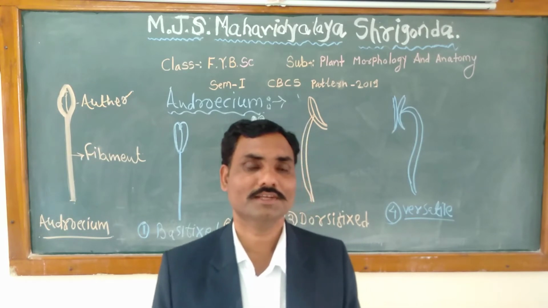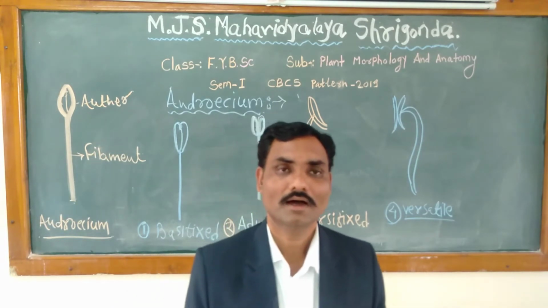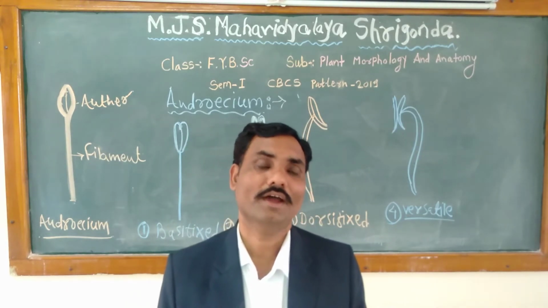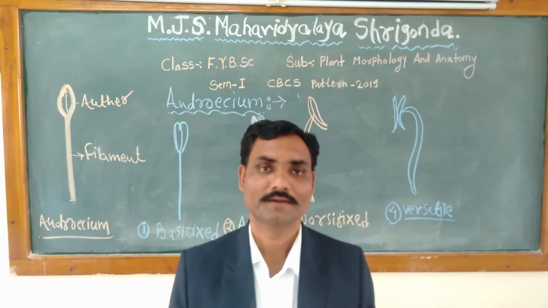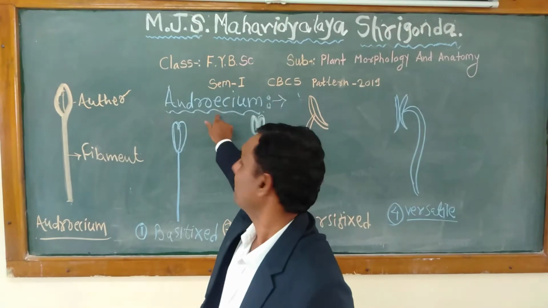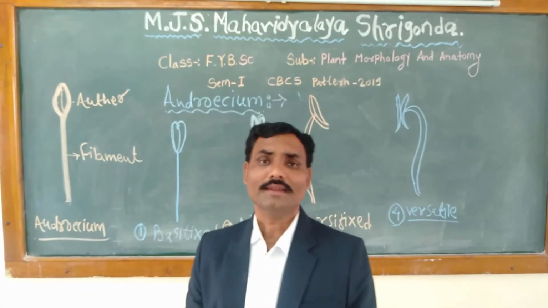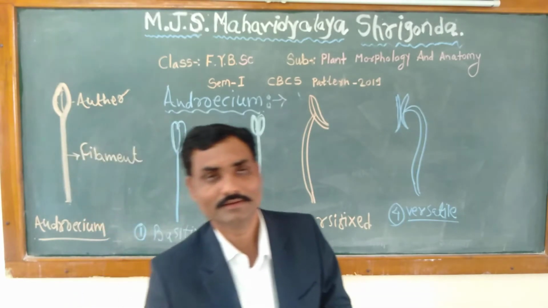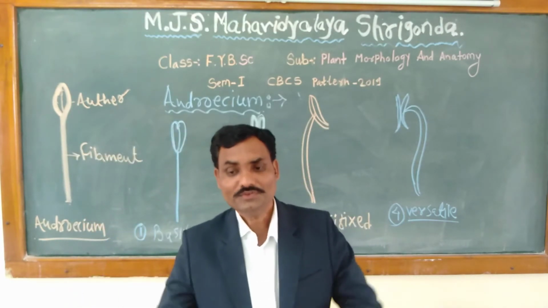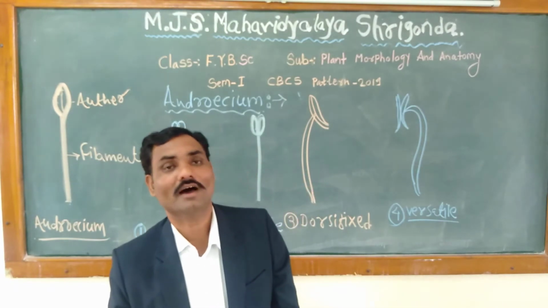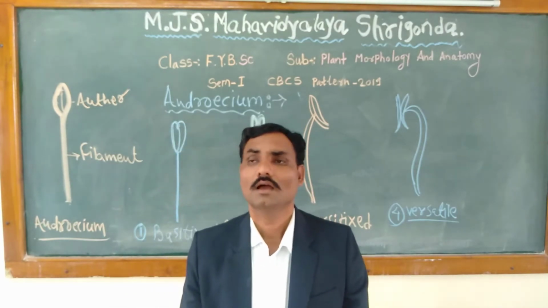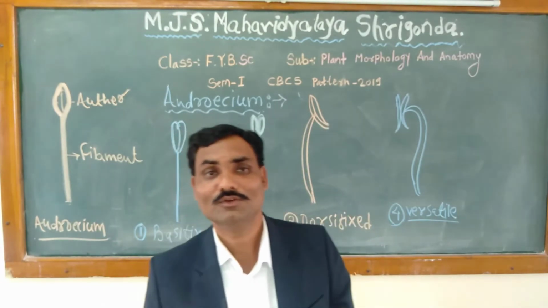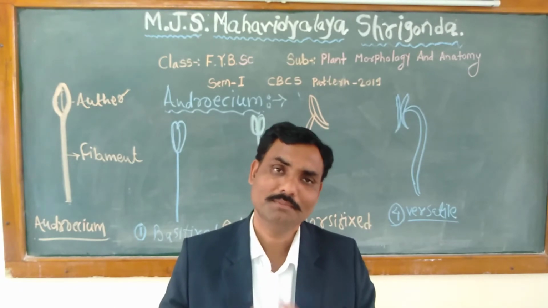And in today's lecture, we are going to learn about the third and very important and essential floral whorl, that is Androecium. Androecium is the third and essential floral whorl which is placed inside the corolla, and it is made up of one or more stamens. The Androecium is made up of stamens. It may be one or more.